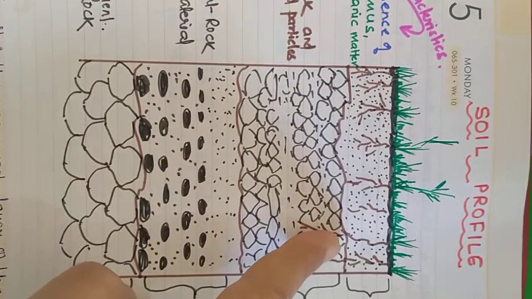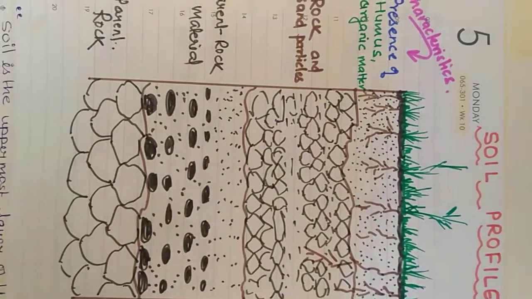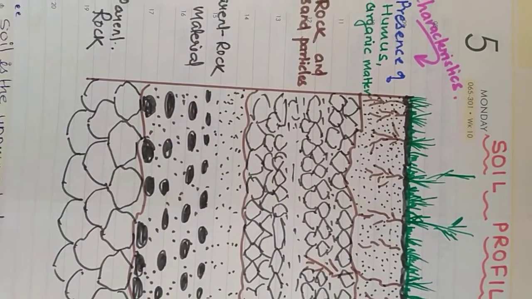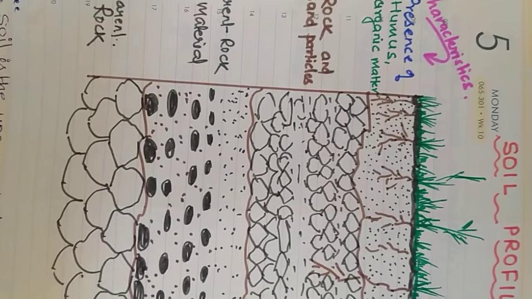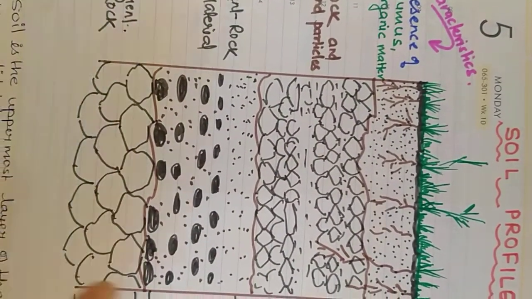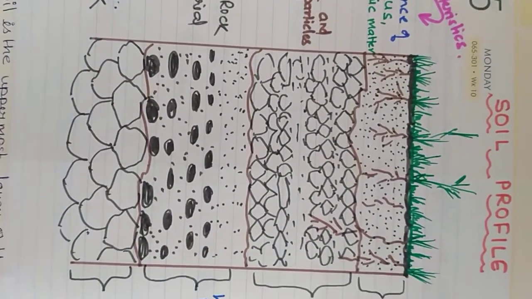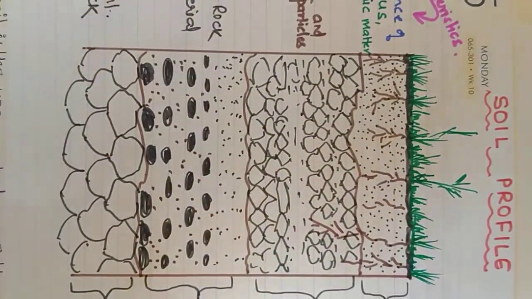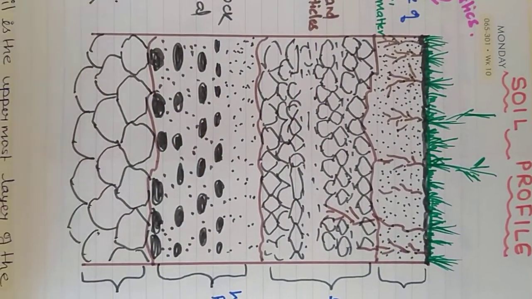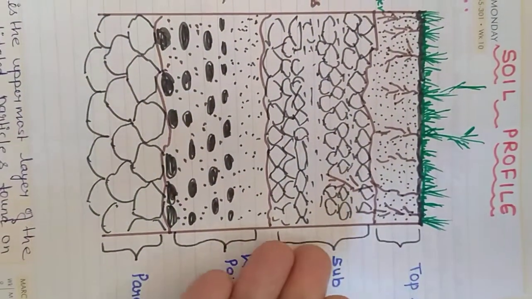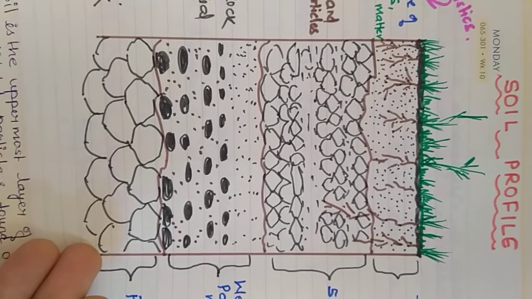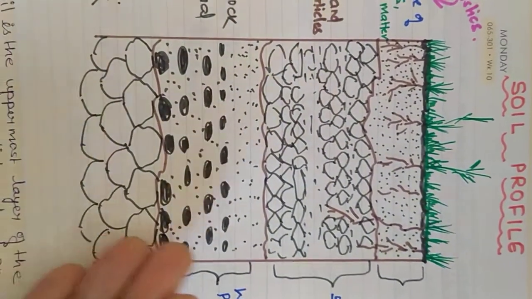The soil profile is the sequence of color, textures, and natures of the layers superimposed one above the other and exposed in a pit section dug through the soil mantle. If we dig the soil with the help of any instrument, you will see these layers which are superimposed one above the other.